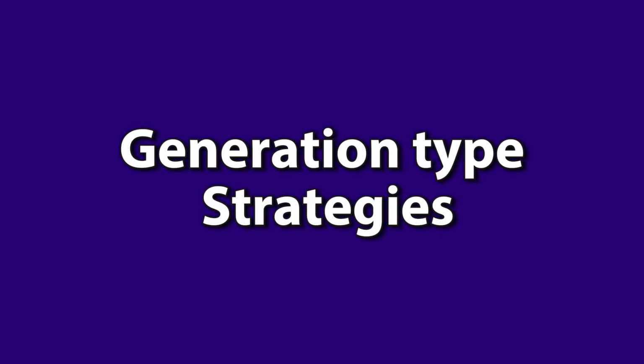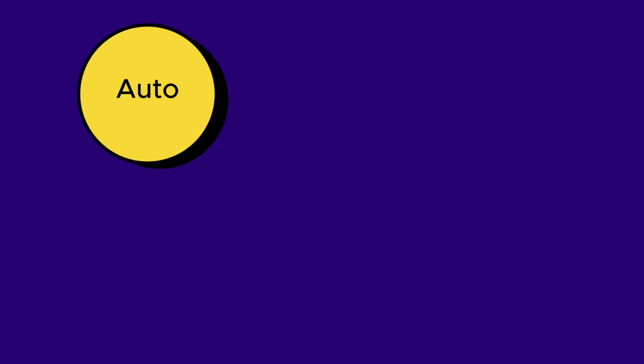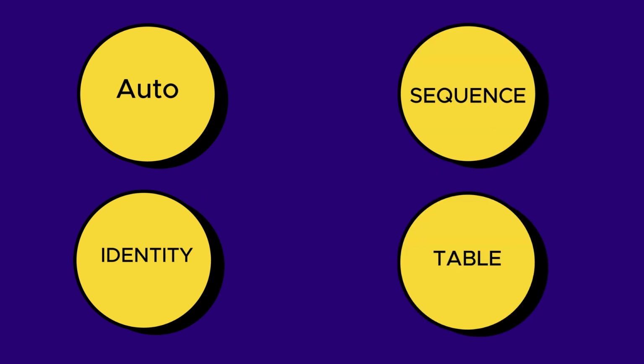In the previous video, we saw the mapping strategies offered by JPA to generate the IDs. We saw the auto, identity, sequence, and table mapping strategies.